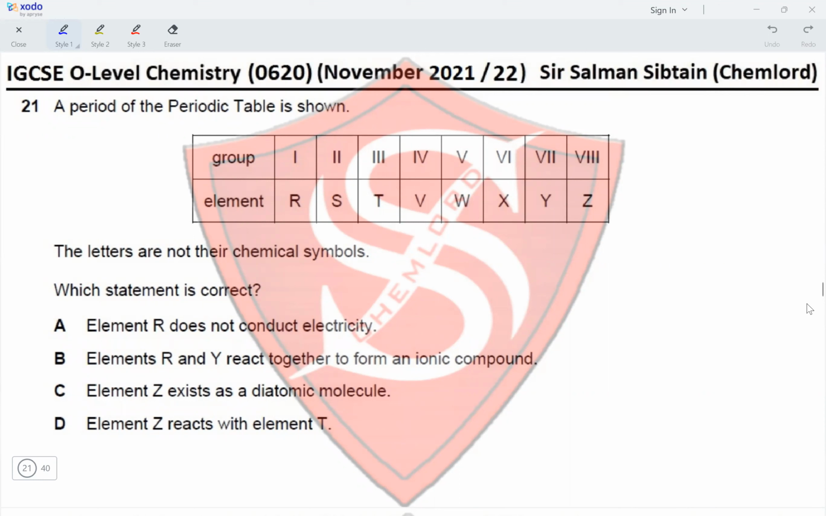Element R does not conduct electricity. Element R belongs to group 1. So element R is a metal, and metals do conduct electricity. So this statement is incorrect.